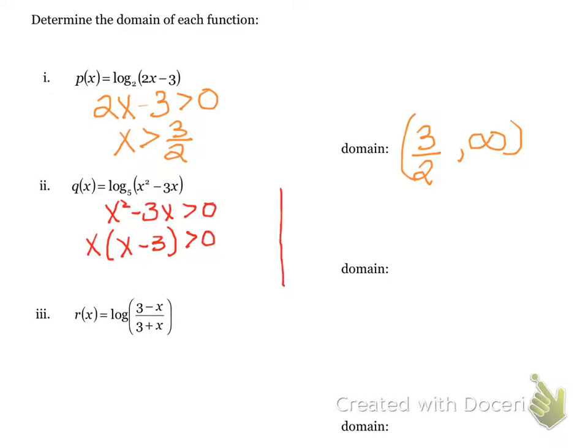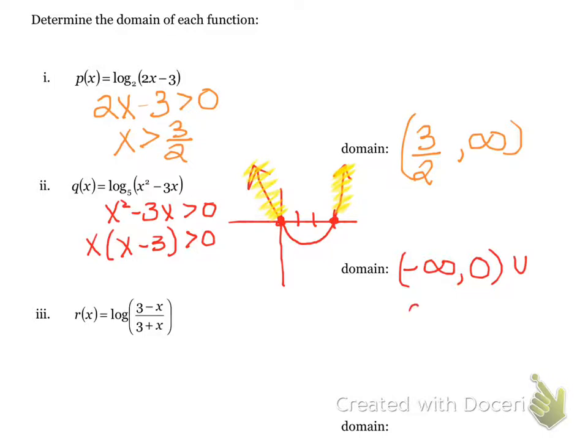So you can use your calculator for this, but I'm going to sketch it out for you. There's a 0 and there's a 0. And it opens up, so it's going to look like this. So now we want to identify every part of it that is greater than 0, not equal to. So that's our domain. So we're going to come from negative infinity to 0, but not including 0. And then we're going to go from 3, not including 3, to infinity.